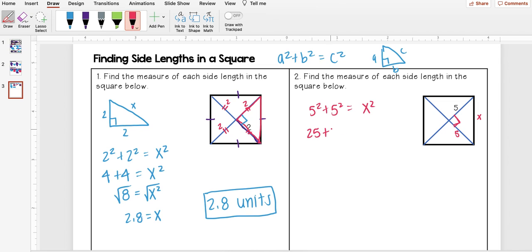5 squared is just 25, because it's 5 times 5. 25 plus 25, I get 50. And then I take the square root on both sides, and when I take the square root of 50, I get 7.1 when I round to the nearest tenth. So that means each side length in this square is 7.1 units.